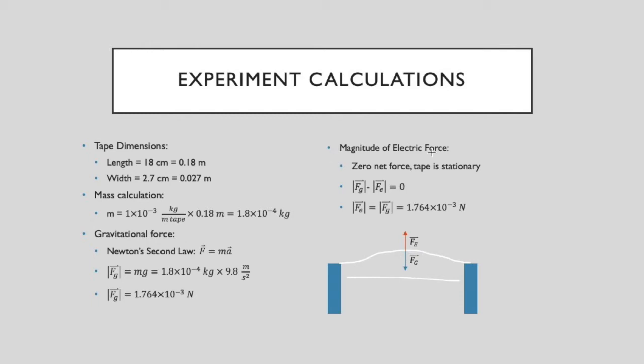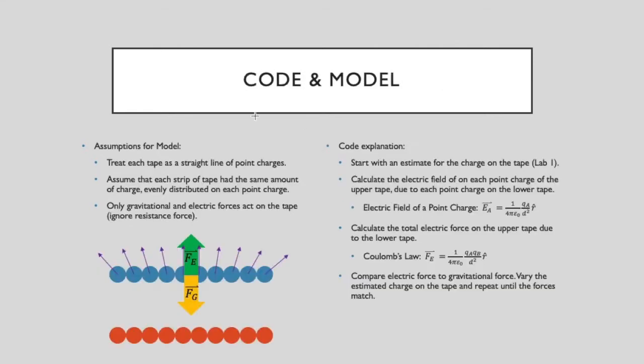Once we know the magnitude of the gravitational force, we can calculate the magnitude of the electric force. Since we know that the tape is stationary, then we know that there is a zero net force acting on the tape. Assuming that the only two forces acting on the tape are the electric and gravitational forces, the magnitude of the electric force must be equal to that of the gravitational force, but pointing upward in the positive y direction. Now let's go over our model.